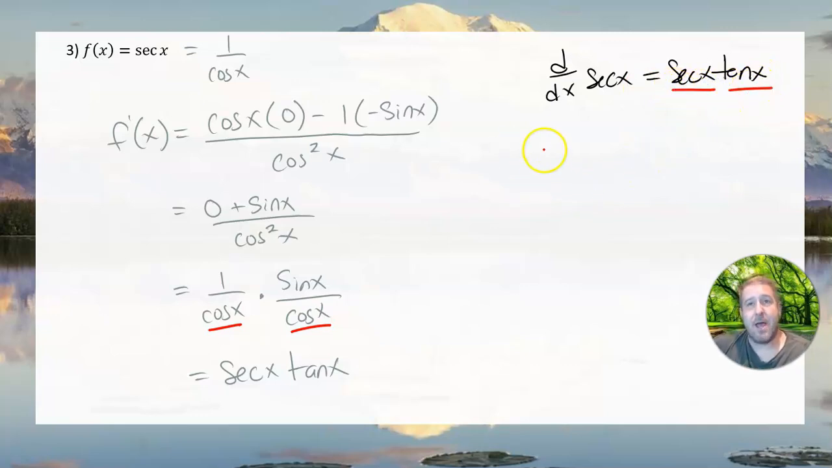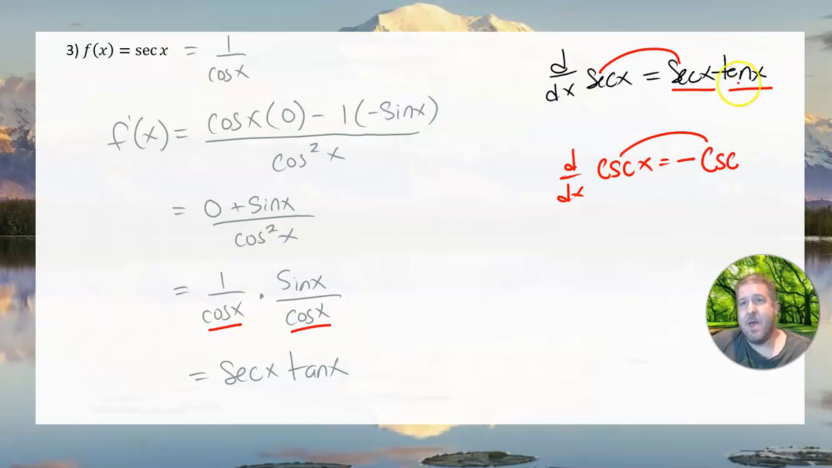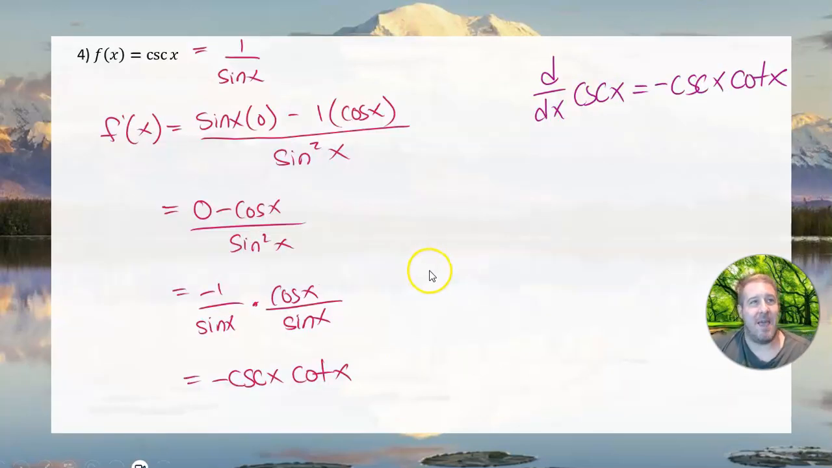And if you're a good predictor, you can probably predict d/dx of cosecant of x is, since it starts with a c, it's going to be negative. So it's going to be negative cosecant, because if secant became secant, it stayed the same. Cosecant's going to stay the same. Instead of tangent, it's going to be cotangent. And that actually is the answer, because it follows the same pattern.